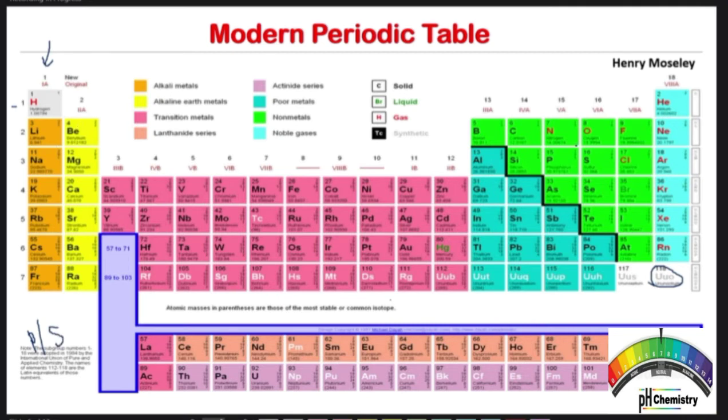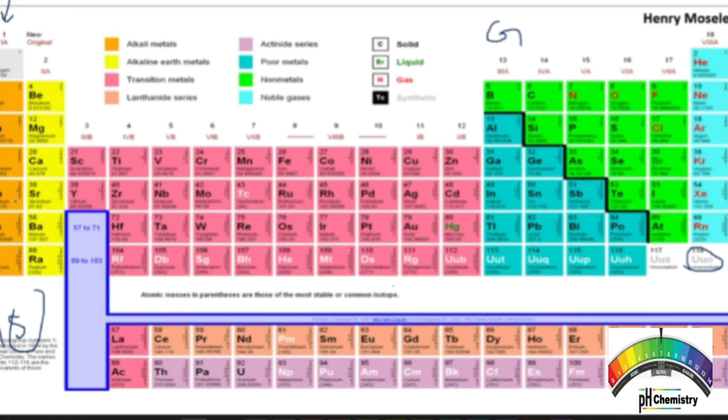And there are 18 columns, all numbered here from 1, 2, up to 18. So these columns are known as groups. You can see this is the first column. In the first column all the alkali metals are arranged, except hydrogen is there. You can see this is shown by the orange color. So all these are the alkali metals. They can form alkali, means basic compound, when they react with water. So these are arranged together.